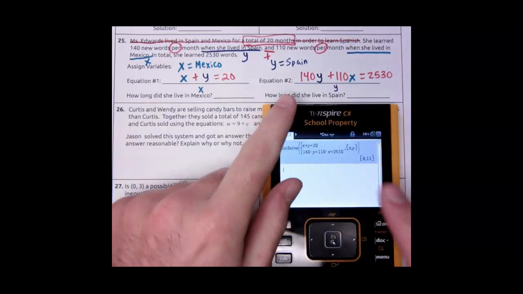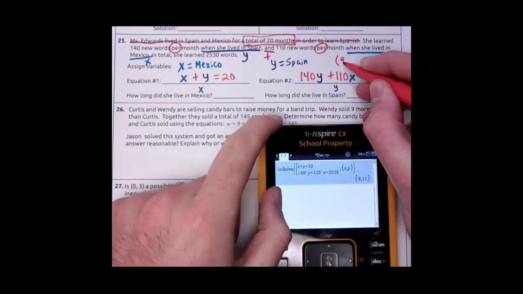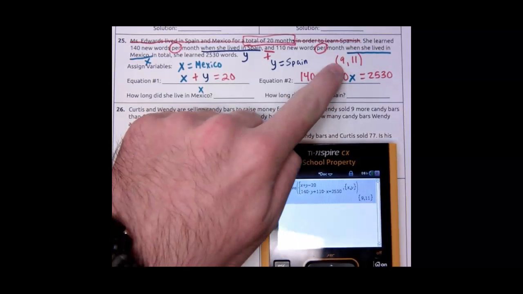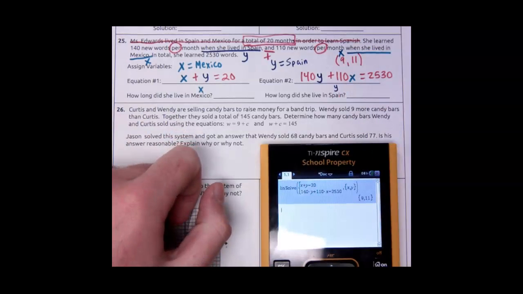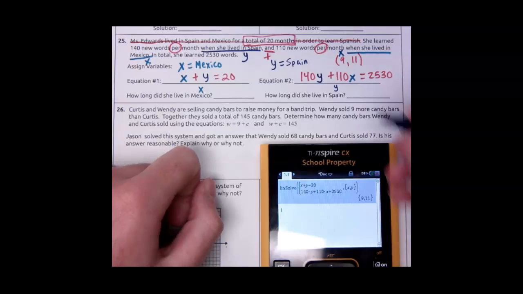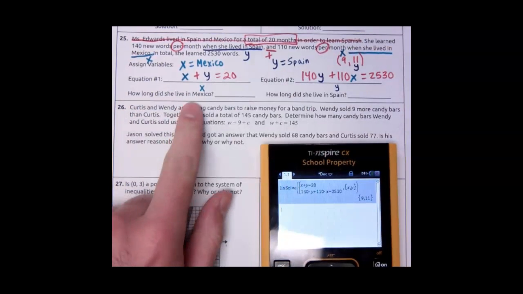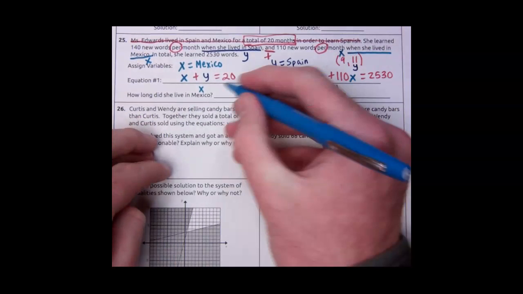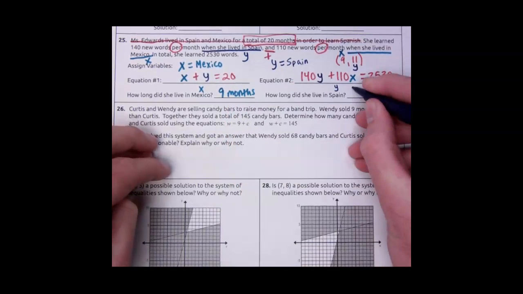I get a point. So that means that these two lines intersect at 9, 11. Right? So what does that tell us? Well, we know that 9 is an x value, right? And we know that 11 is a y value. Just as always, that's x, y, x, comma, y. So we know that how long she lived in Mexico is represented by our x value. So we know that she lived there then for 9 months. And then we know she lived in Spain for 11 months.